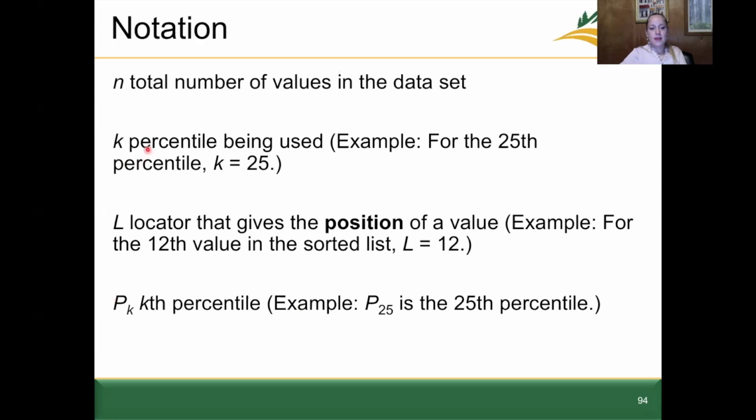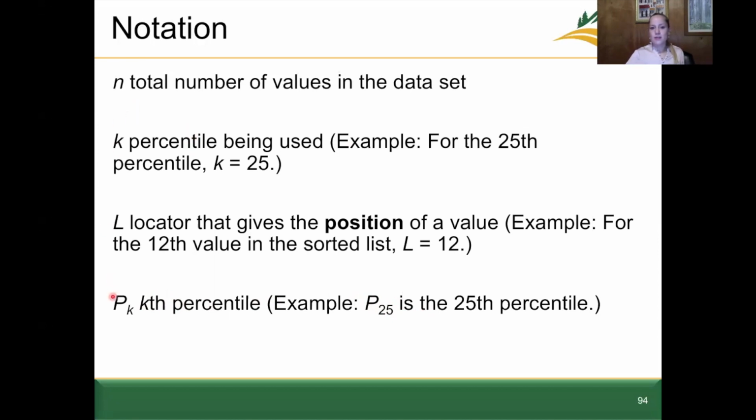Combining these now, the percentile is capital P. If we have capital P, lowercase k, this means we're looking at the kth percentile. In other words, capital P subscript 25 means this is the 25th percentile. Try not to let the notation be too confusing.